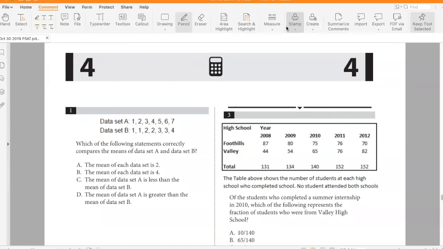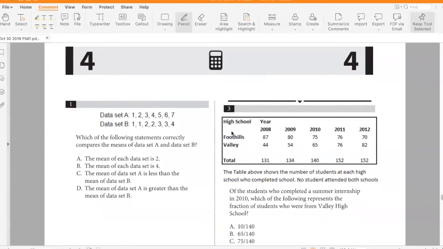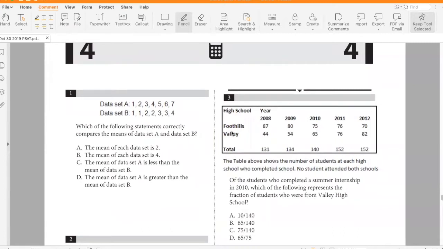Question 1. Which of the following statements correctly compares the means of data set A and data set B? So data set A is 1, 2, 3, 4, 5, 6, 7. So the mean would be 4, right? Just the central value. And data set B is 1, 1, 2, 2, 3, 3, 4.